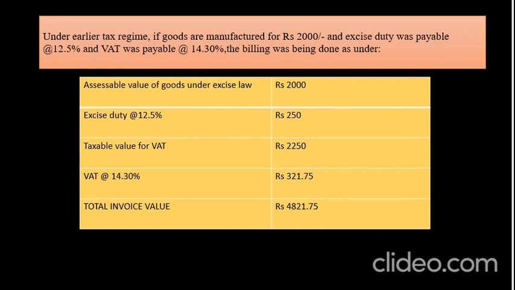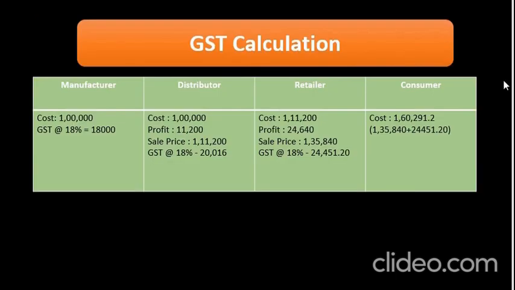So next we look into the GST calculation. Here the manufacturer's cost of the goods is 1 lakh, on which he imposes GST at 18%, which is 18,000. So before GST it was excise duty and other taxes, but after GST it was only the GST calculation and the percentage to be imposed on it. So on 1 lakh, 18% GST will be charged, where the distributor will pay the tax to the government and buys the goods. The cost price of the goods is 1 lakh.